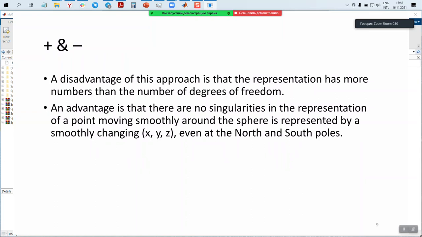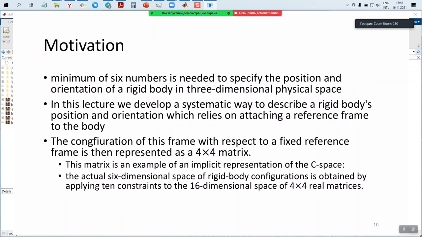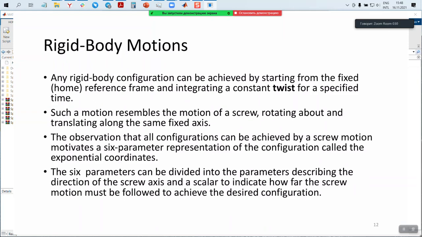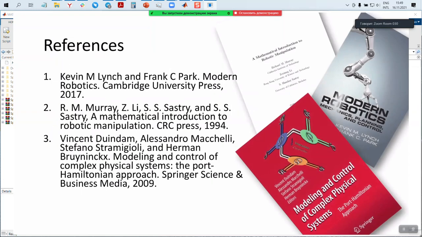Once again, the disadvantage is that we are going to use more numbers, and here we have some issues, such as the time derivative is not velocity anymore. But the advantage is that you can avoid singularity and get precise numbers for your configurations. I already told you that. You can just read it after the lecture, going through the slides. I will explain it later in detail.